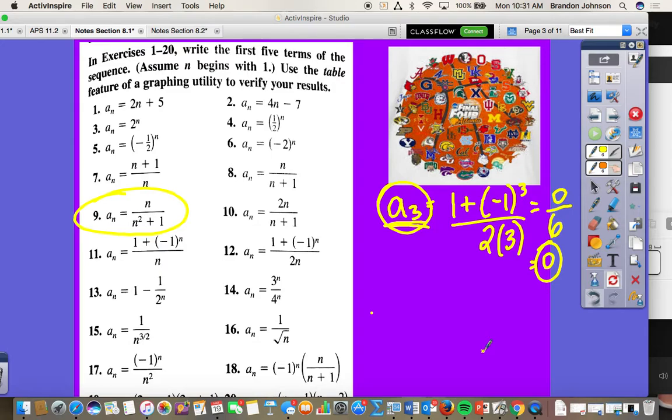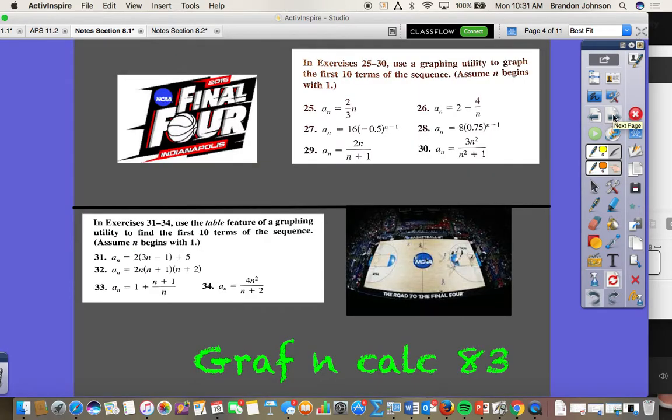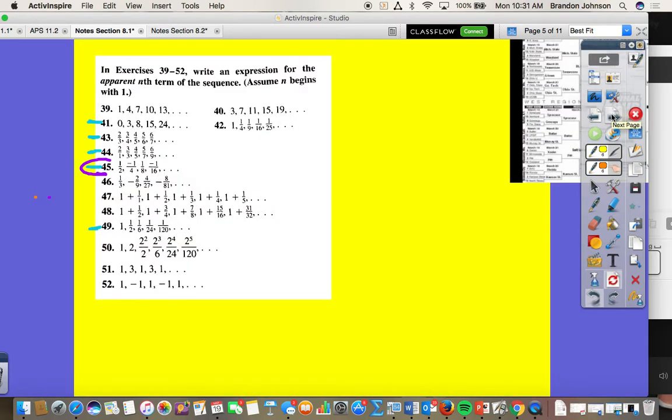We're good? All right. I will tell you right now, the next section, and I'm glad I'm podcasting this because this is something that we're going to come back to. These we've already done. This is just by calculator again. So again, I think we feel pretty good on that. But this section right here, from numbers 39 to 52, is probably, from my experience, one of the harder parts of chapter 8, okay?